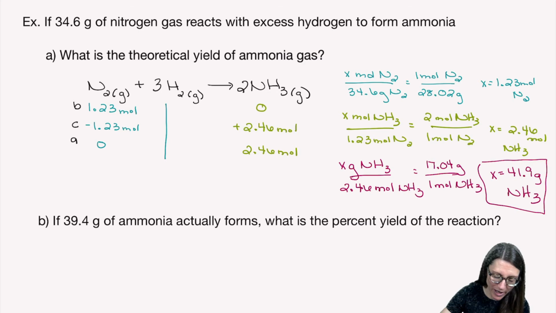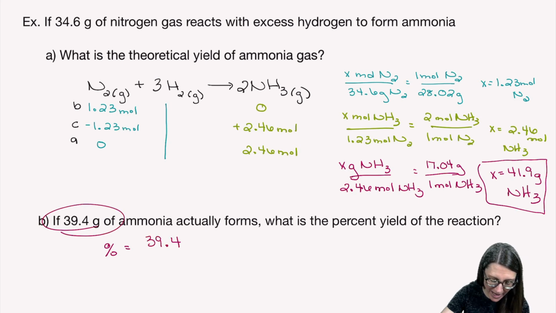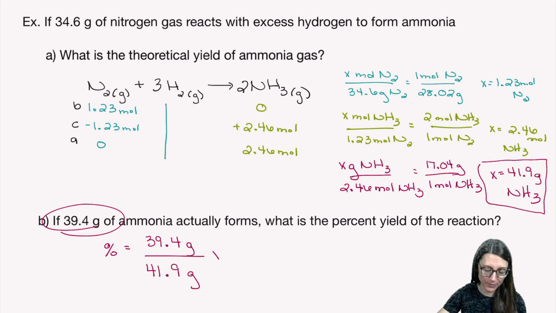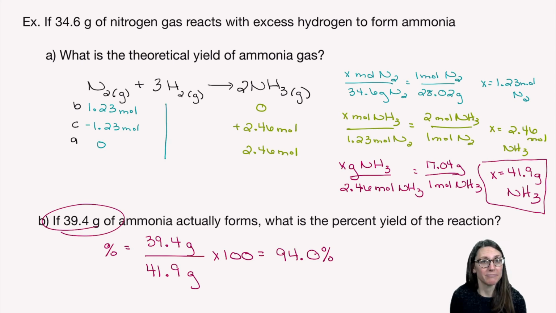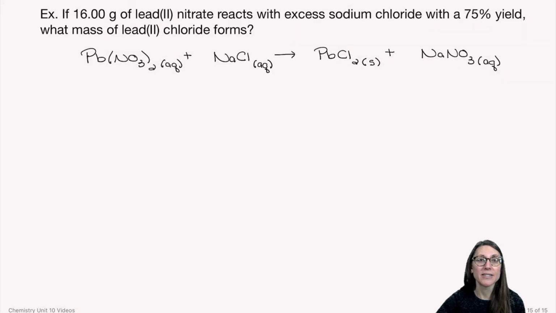And so for this one, I want to calculate my percent yield. So I know my percent yield is going to be the actual yield. That's this 39.4 grams of ammonia that I actually made, divided by the theoretical yield, that number from the stoichiometry, which was 41.9, multiply by 100, and I get 94.0%. So I made 94% of what you would have expected. Let's take a look at another variation on this type of problem.